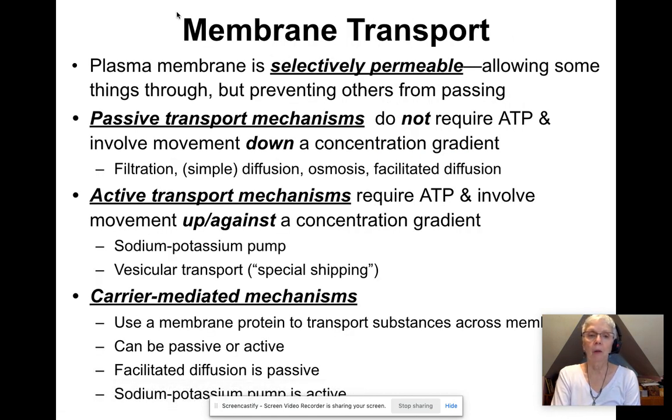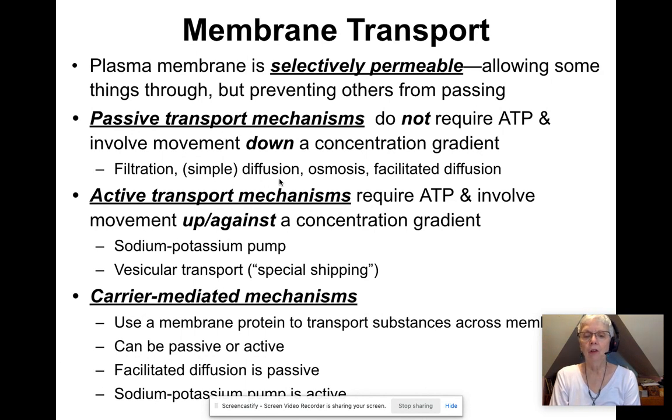So let's talk about membrane transport. Now, this is what your lab is going to be mostly about this week. So you can have a selectively permeable membrane in a cell. Selectively permeable just means it decides what can go in and out. Now, you have two types of transport. You either have passive or you have active. With passive, you do not have to use up any energy. ATP is our energy currency. And it's involved in a concentration gradient. Okay, that means it's going to move from an area of high concentration to an area of low concentration.